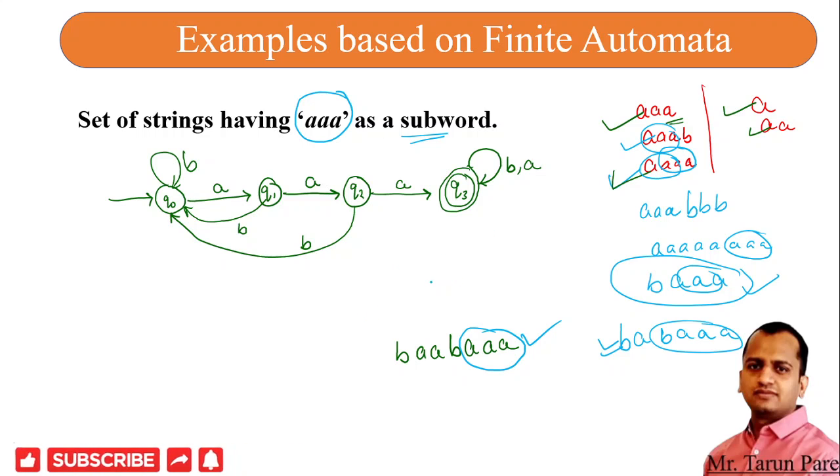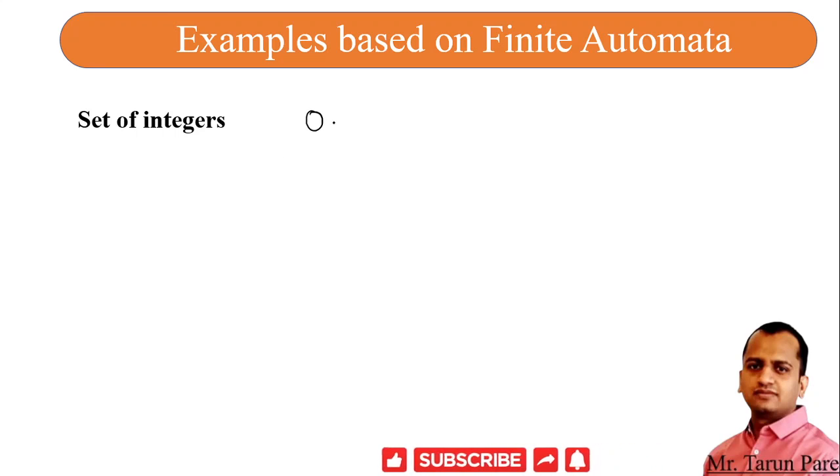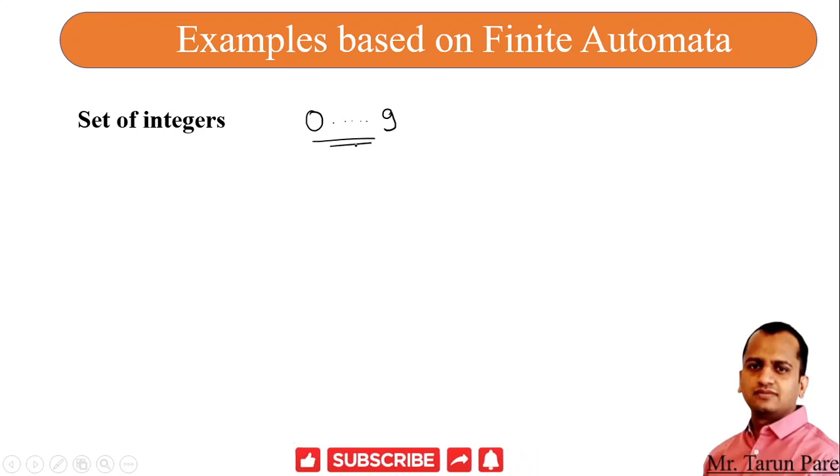So whatever string you pass, it will surely accept triple A in that. Okay, now there is one more example which will accept a set of integers. So for this, what are integers? Integers start from 0 to 9. Okay, so how is this going to accept?